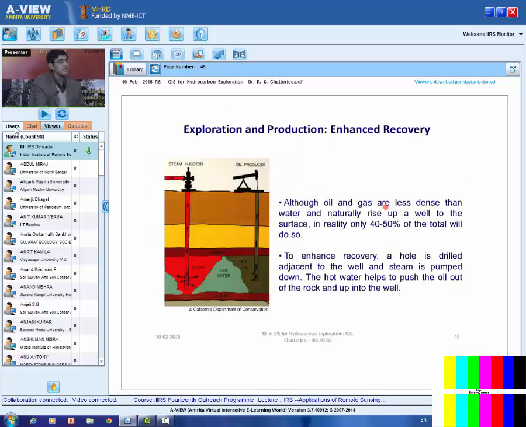Sometimes even after drilling, oil is there, but you can recover only 40 to 50% of the oil because of its weight and because it is volatile in nature. Generally 40 to 50% of the oil comes out through the well, but the remaining oil will not come out. So for that, enhanced recovery is done. In enhanced recovery, water vapor, basically steam, is pumped into it. When water vapor is pumped in, it puts pressure, and then the oil comes out.